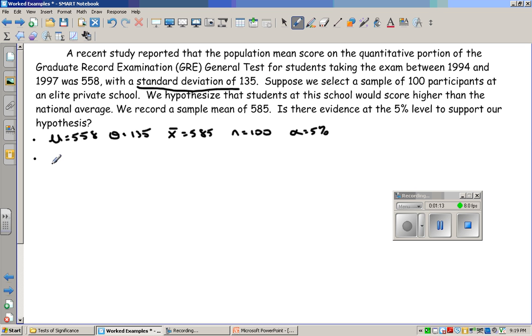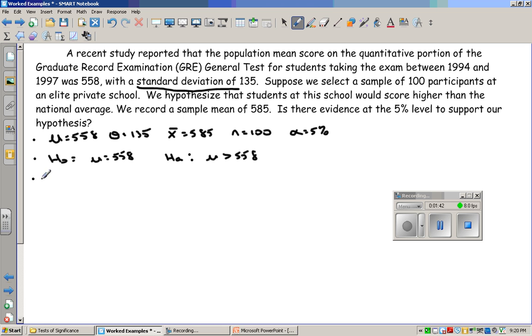Next up, we're going to write our hypotheses. So our null hypothesis is that mu is equal to the national average, 558. The alternate hypothesis for our private school would be that mu is greater than 558. We think the private school students are going to do better than the national average. So here's your null, and here's your alternate.